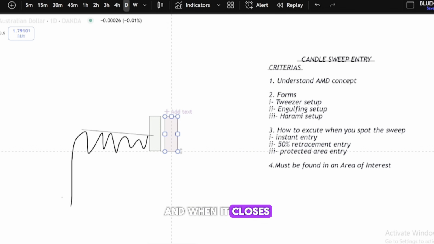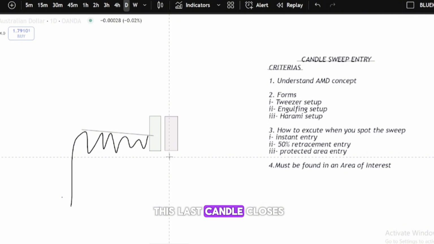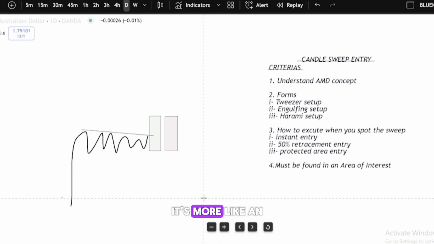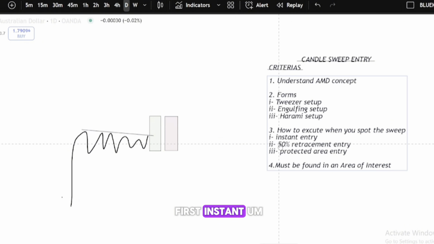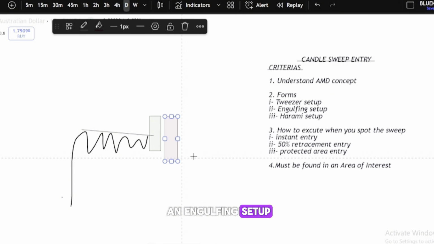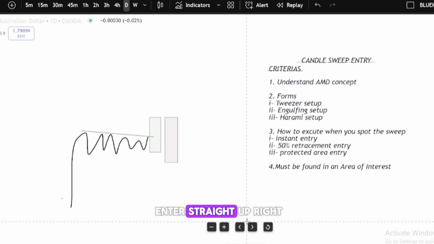And when it closes as a tweezer or an engulfing, for the first type of execution here, we have the instant execution. So the moment this last candle closes, what you want to do is just instantly execute your sell. It's more like an aggressive kind of entry, right? So that is the first instant execution. Or even if it appears to be an engulfing setup, the moment the candle closes, it has given you the confirmation you need. You just need to enter straight up, right?